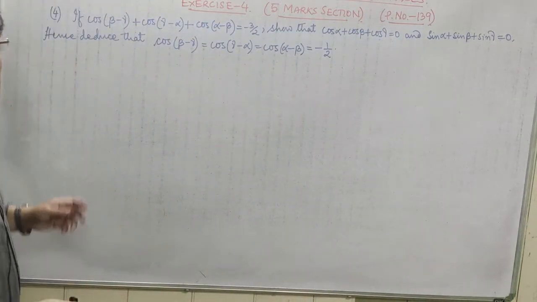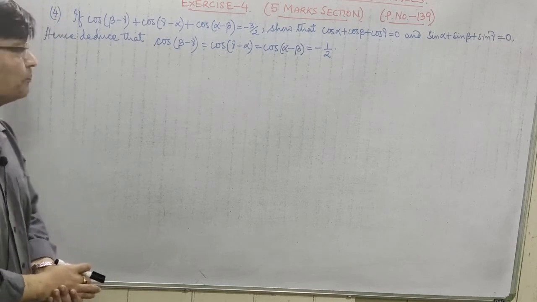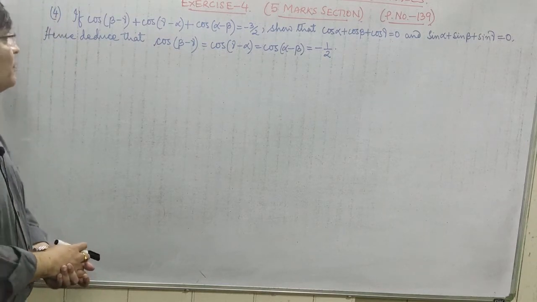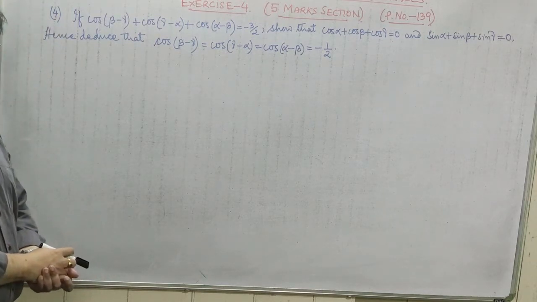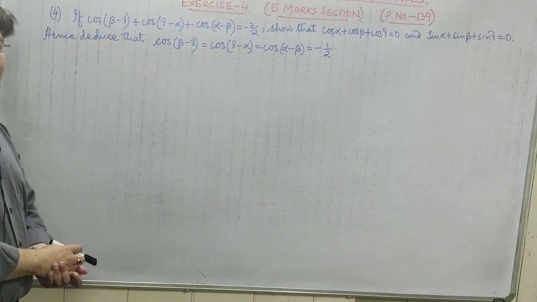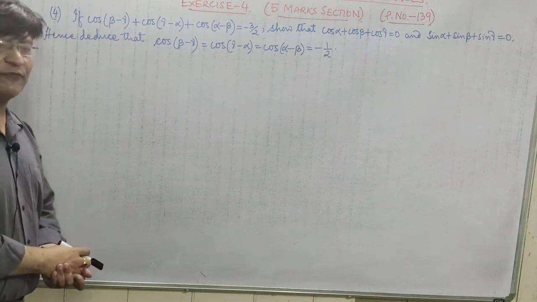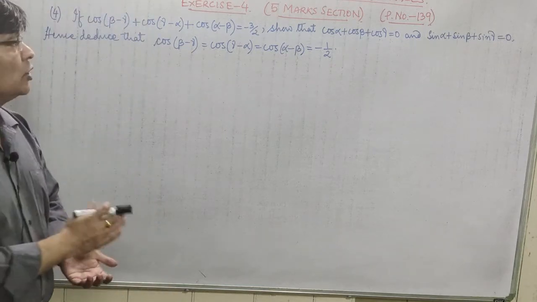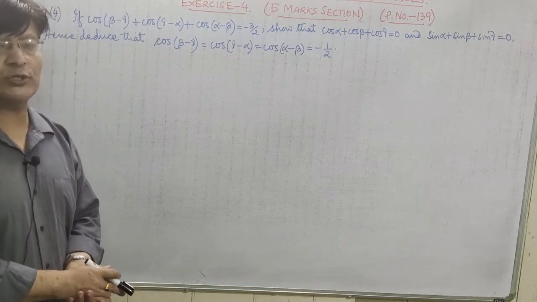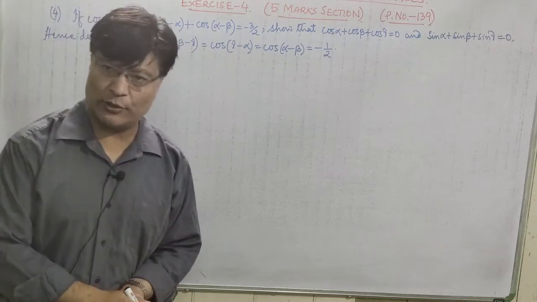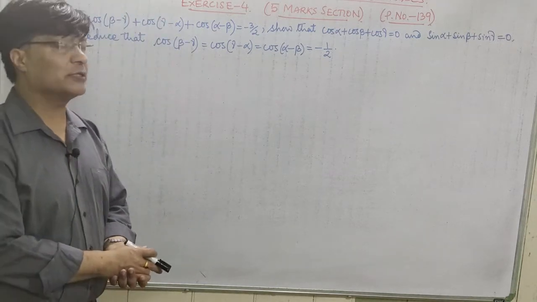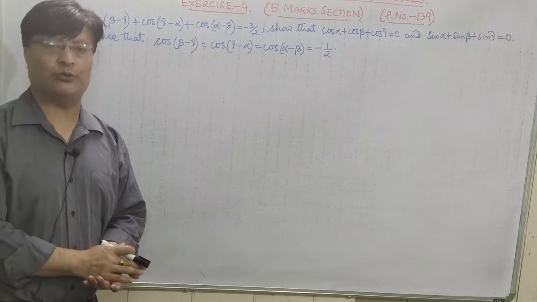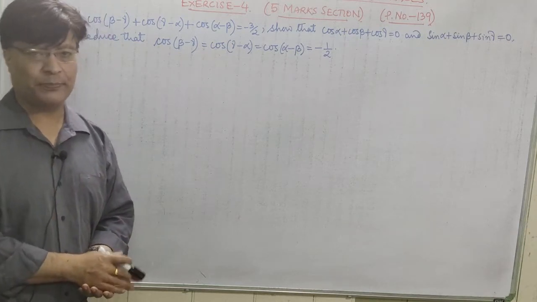So now we'll do the next problem, that is question number 4. The question is, if cos of (beta minus gamma) plus cos of (gamma minus alpha) plus cos of (alpha minus beta) is equal to minus 3 by 2. So this is given. You have to show that cos alpha plus cos beta plus cos gamma is equal to 0 and sin alpha plus sin beta plus sin gamma is equal to 0. You have to prove these two results.